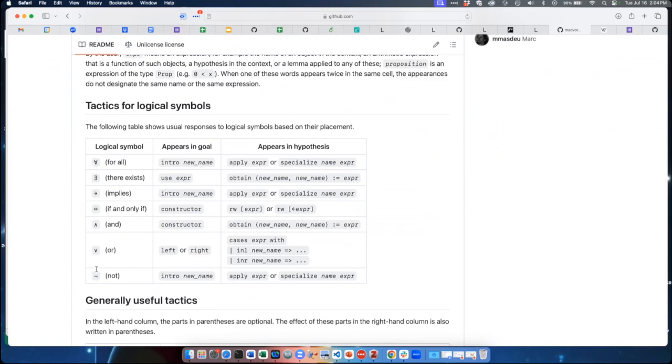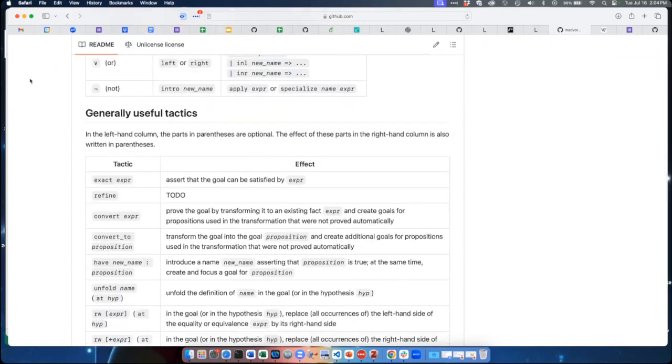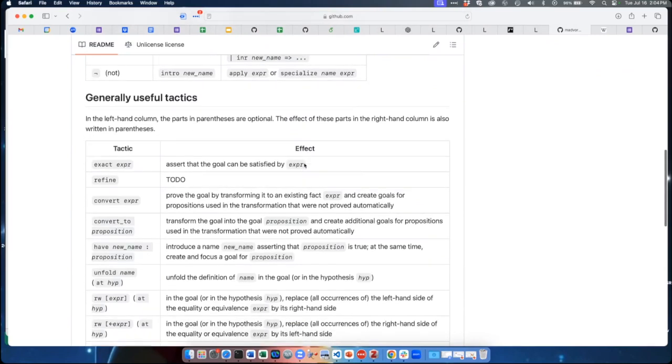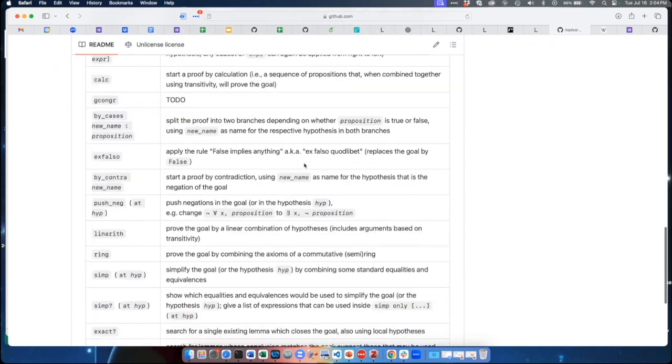section covering logical symbols. We'll get to that in a minute. And then it says, if this logical symbol is in a goal, try these tactics. If it appears in a hypothesis, try these tactics. And there's a bunch of generally useful tactics as well. This is the tactic, and this is the effect that it has. And so on. So some of these we know already.